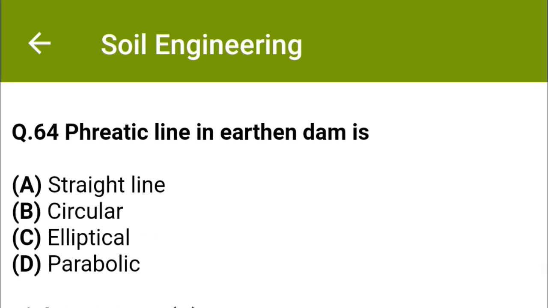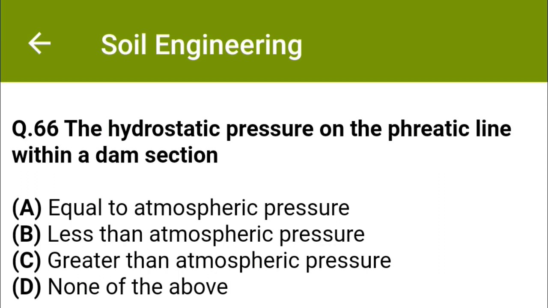Phreatic line in earthen dam is: option A, straight line; option B, circular; option C, elliptical; option D, parabolic. The correct answer is option D, parabolic. The hydrostatic pressure on the phreatic line within a dam section is: option A, equal to atmospheric pressure; option B, less than atmospheric pressure; option C, greater than atmospheric pressure; option D, none of the above. The correct answer is option A, equal to atmospheric pressure.